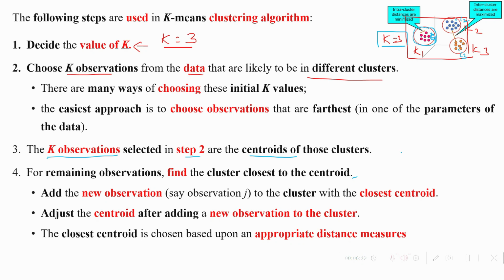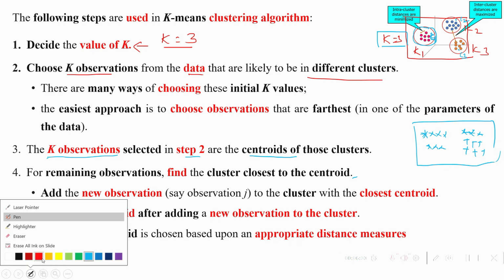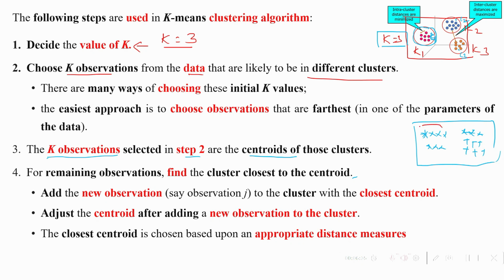Initially, for example, here some points are there. Initially you want to form 2 clusters. For example, based on the data set, you want to form 2 clusters. So initially, based on our data set, this is one cluster, and this is another cluster. This is C1, and this is C2.